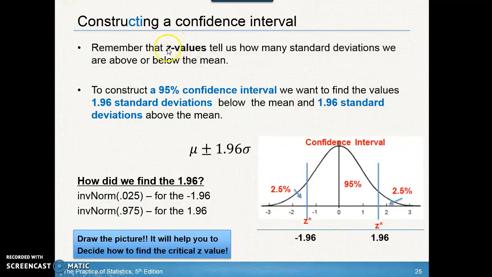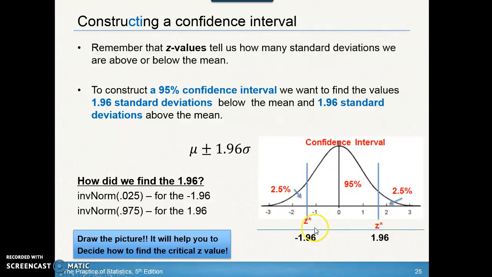Now, remember, and I talked about this on a previous slide, the z-values tell us how many standard deviations we are above or below the mean. So to construct a 95% confidence interval, we want to find the values 1.96 standard deviations below the mean and 1.96 standard deviations above the mean. Well, where did that come from? That came from right here. If this is my 95% confidence interval, I'm taking up 95% of the middle portion of the curve. So if this is my point estimate, how many standard deviations do I have to add above and how many do I have to add below to get 95% of the curve?